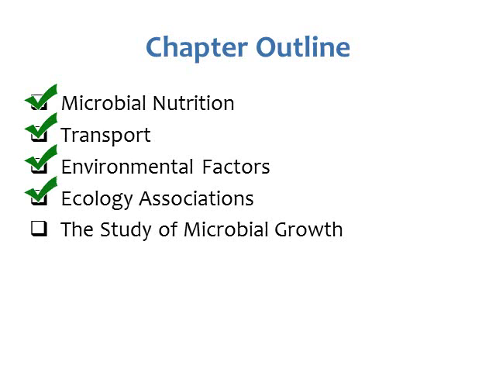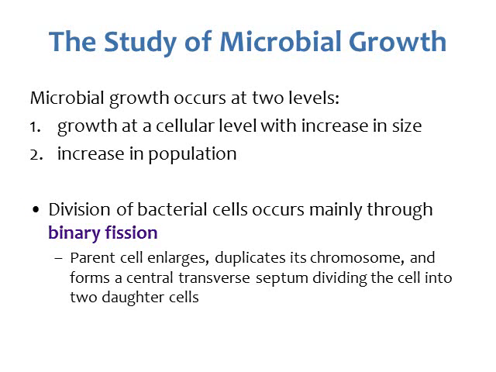So just to kind of review, we talked about nutrition, transport, environmental factors in previous sections, and then we just went through the ecological associations. And again, we'll look at this more in chapter 26. So last part is looking at the study of microbial growth. The study of microbial growth occurs at two levels. So there's growth at the cellular level, where the cell just increases in size. This is not really what we're referring to when we refer to microbial growth.